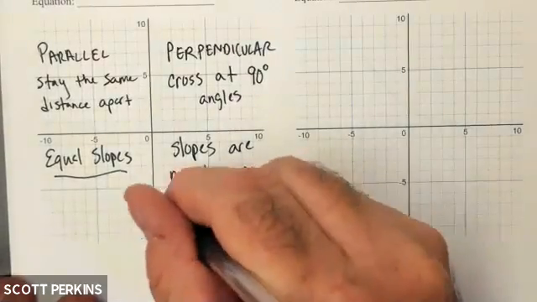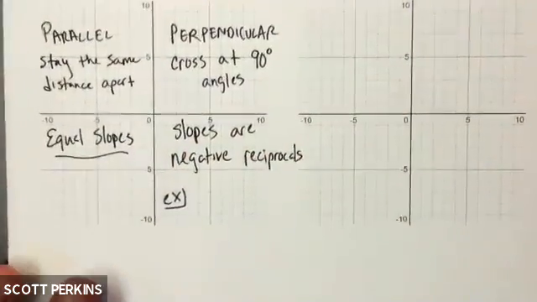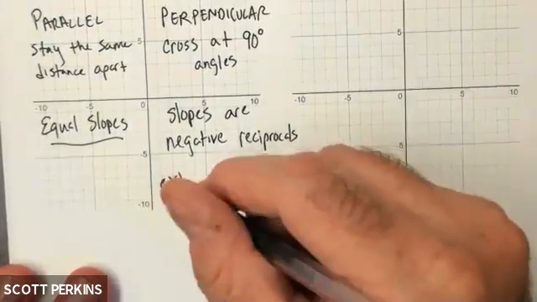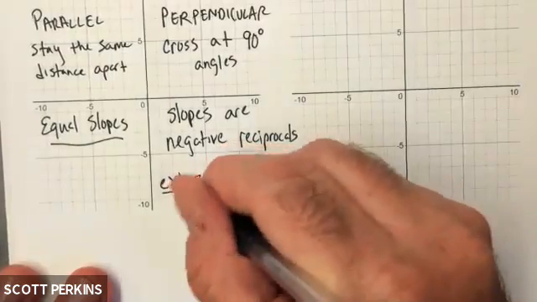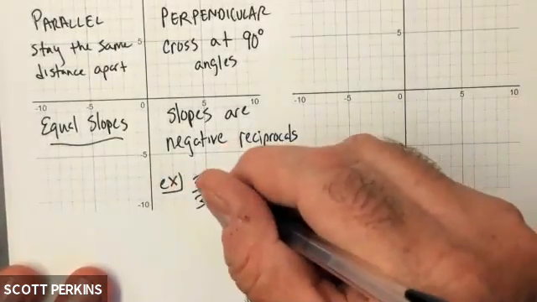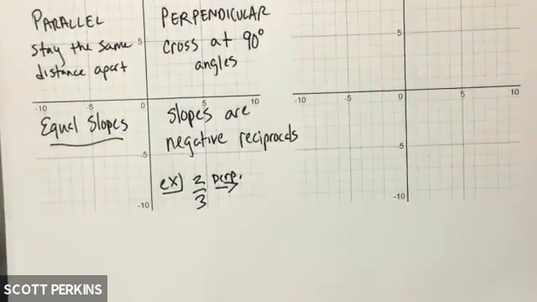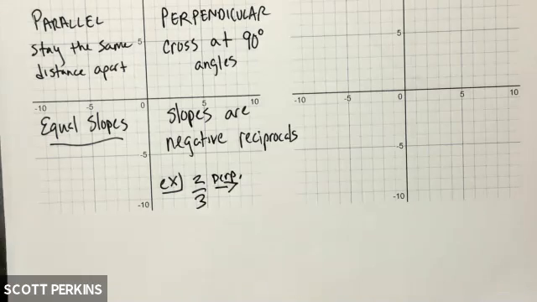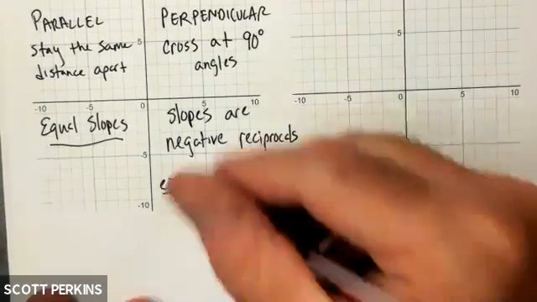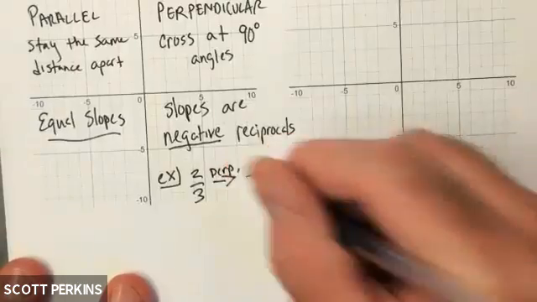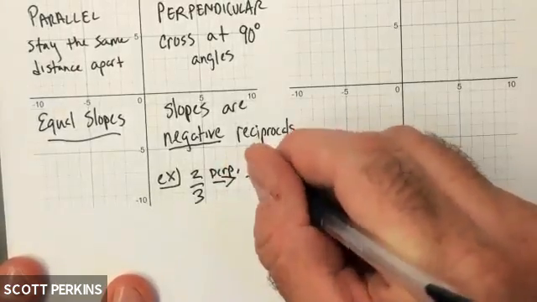So as an example, if I tell you the slope of a line is 2/3, what is its perpendicular? What's the negative reciprocal of 2/3? It would be negative 3/2. You flip the fraction. So you have to do two things. You have to change the sign to negative, and then you flip the fraction to 3/2.